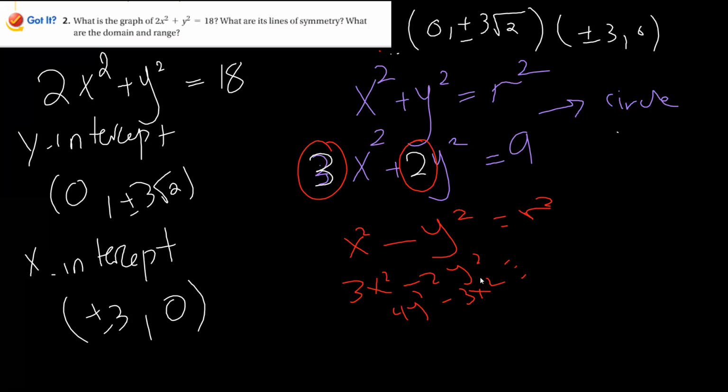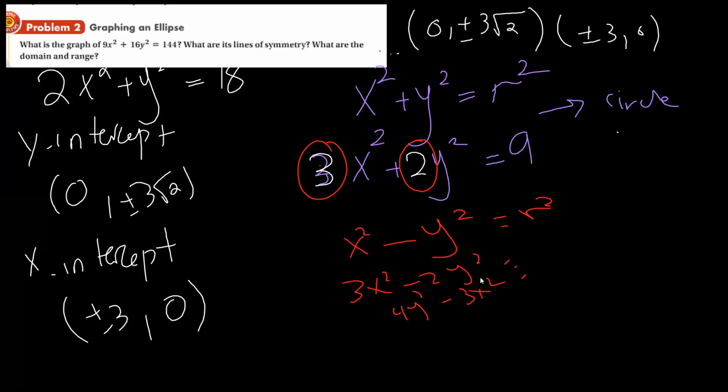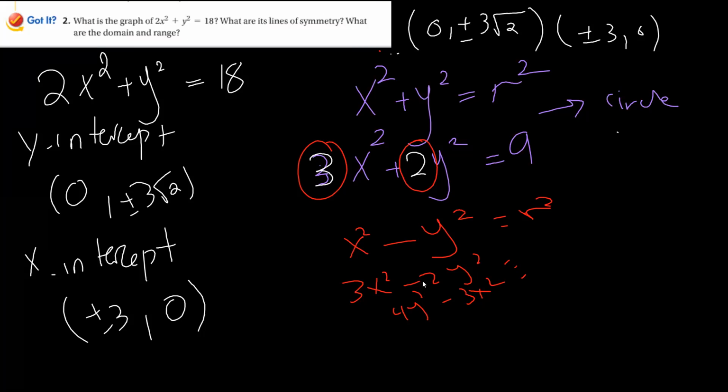Now, if they are subtracted, x squared minus y squared, I will talk here now about a hyperbola. If I have x squared plus y squared equal r, I'm talking about a circle. If I have them added, but with different coefficients, it will be an ellipse.